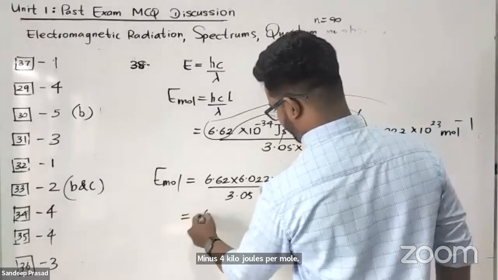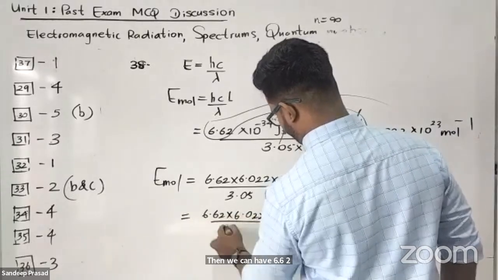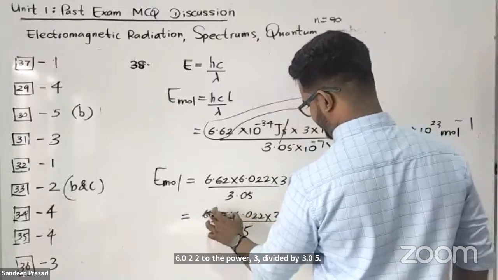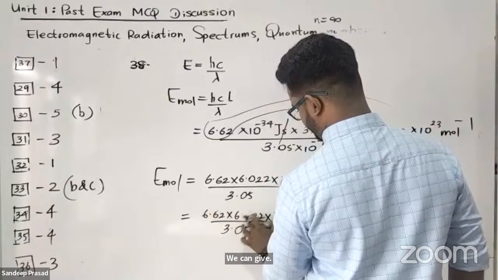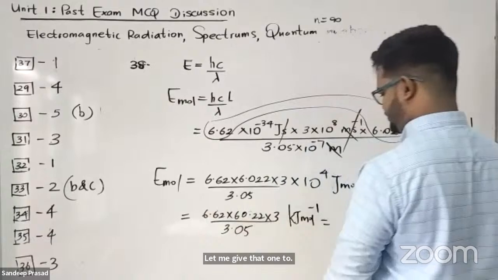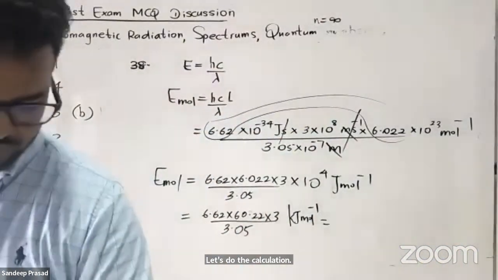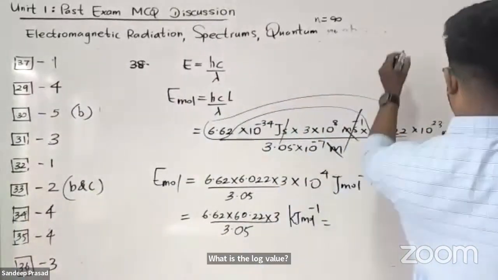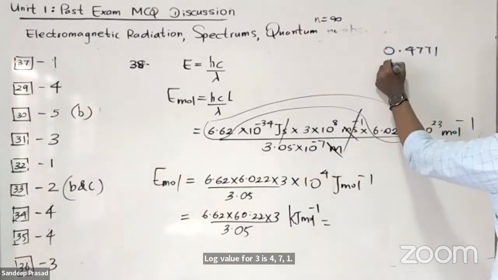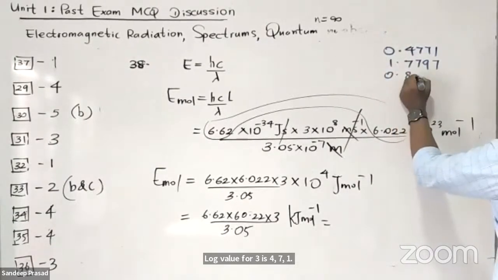Right? Then we have 6.626, 6.022 × 10 to the power 3 divided by 3.05. We can give 10 to someone here. Let me give that one to 60.22 kilojoules per mole. Right. Let's do the calculation. What is the log value? Log value for 3 is 4771. Avogadro is 7797. Planck's is 8213, right?